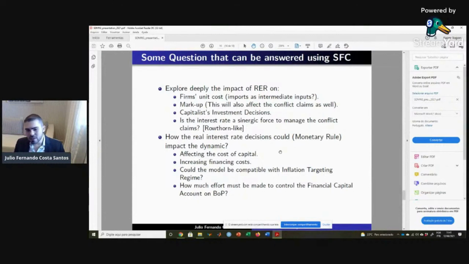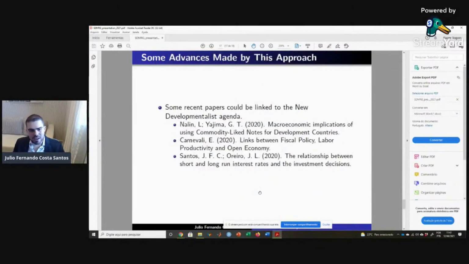We can also try to investigate, since we are dealing with developing economies, most of them using an inflation target regime: is it compatible to use an inflation target regime and try to put some rule on the real exchange rate? Do we need to fix the inflation target regime to incorporate this kind of rule? This is a question that must be asked, okay? How much effort must be made to control the financial capital account in the BOP? This is another important question, because I think capital control is not a dummy variable like zero or one. We can create levels of how open we are, and this could be tested inside this kind of modeling.